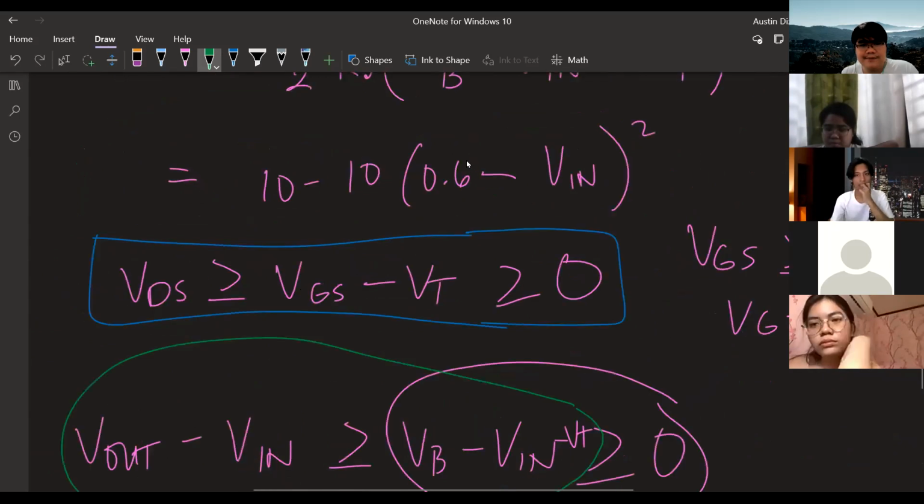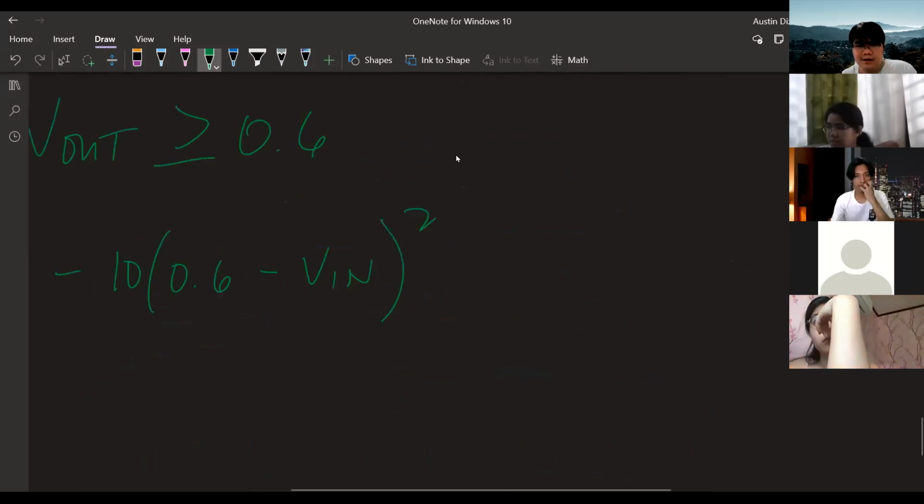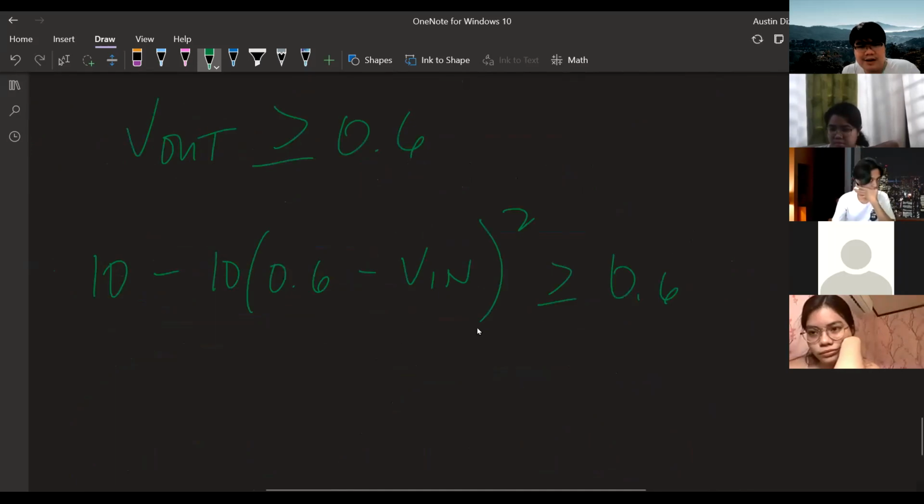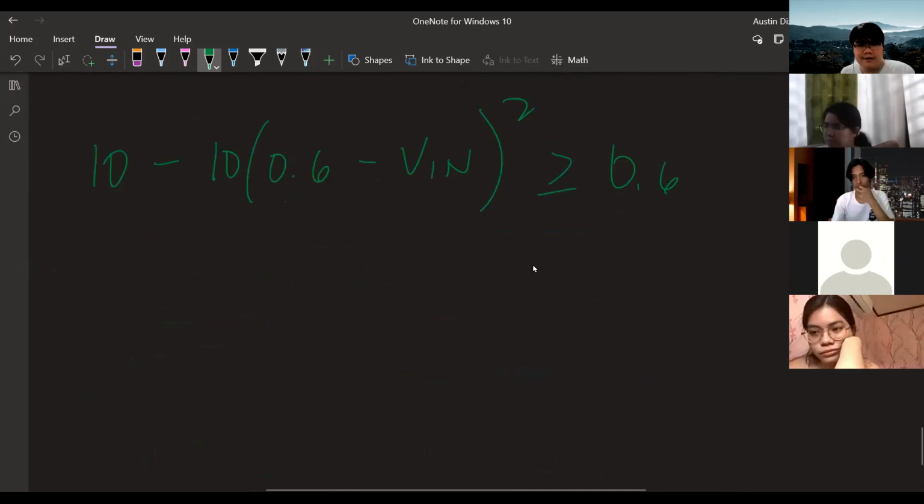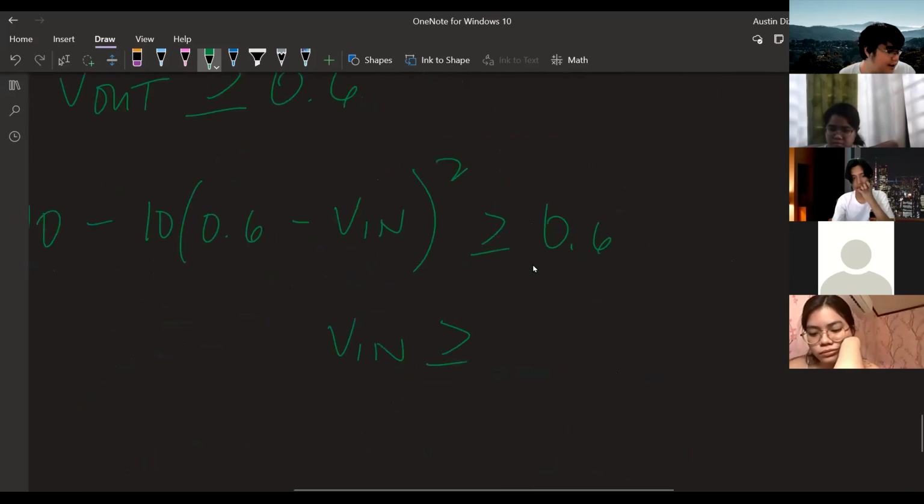And then I have here my V out. So I can solve that. 10.6 minus V in squared greater than or equal to 0.6. And algebra. So ayusin nyo lang. Turns out you can find that V in must be greater than negative 0.3695.